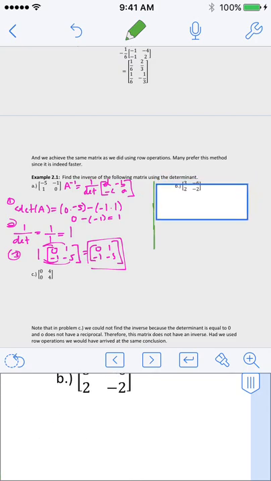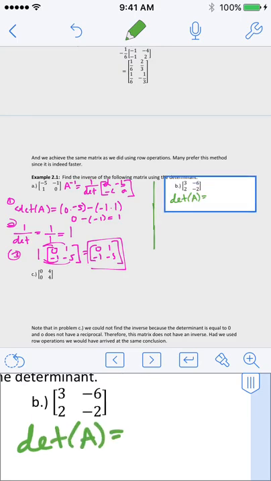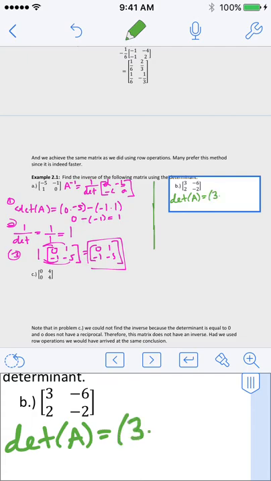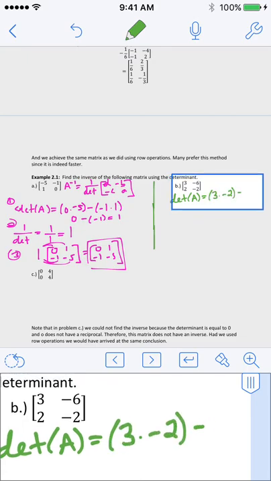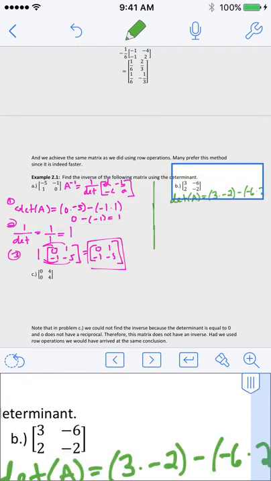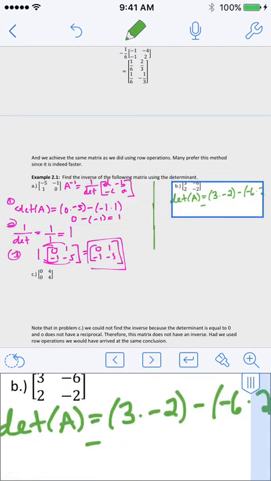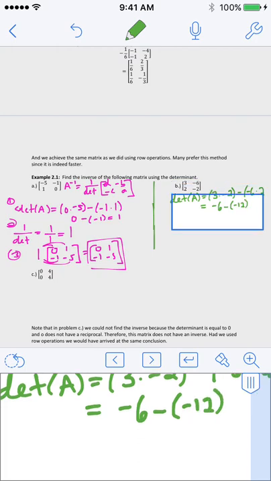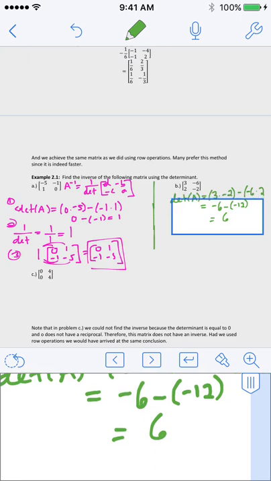So we're going to start with step 1. We're going to need that determinant, which means we subtract the diagonals. Well, 3 times negative 2 minus negative 6 times 2 is going to be negative 6 minus negative 12, or negative 6 plus 12, which would be a positive 6. So this time our determinant's not 1, not as pretty, but that's okay.